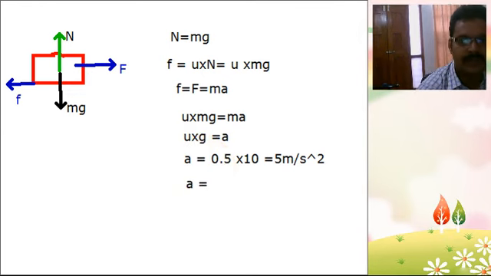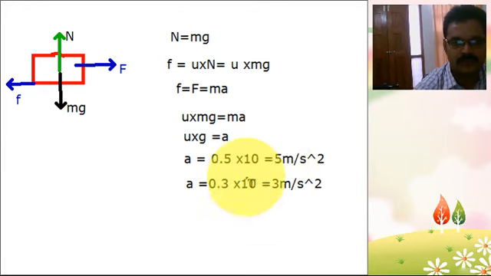Okay, in the problem I mentioned the coefficient of static friction is 0.3, but mistakenly I have written 0.5, but the answer is the same. The method is correct. If it is 0.3, then just simply 0.3 into g, which is 10. We will get the answer 3 meters per second squared. So this is how you can find the acceleration of the body.